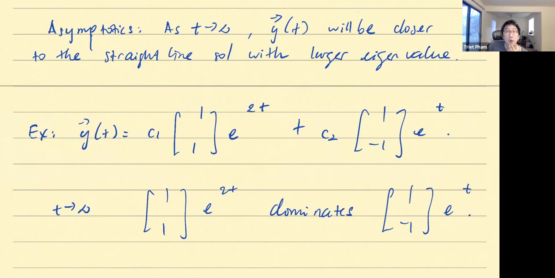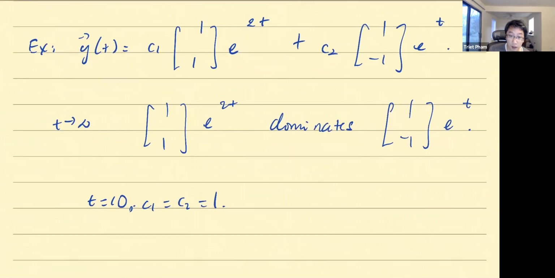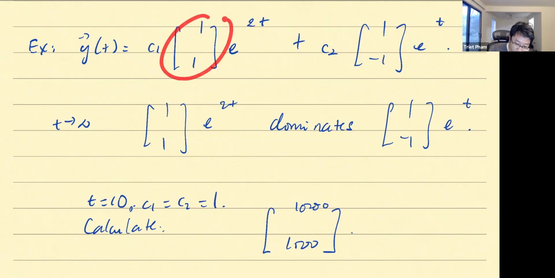How do we want to look at this if we want to make it more precise? What I mean by dominate is this. If you really have a calculator, you can try. Let's say t equals 10, and you plug in c1 equal to c2 equal to 1. You will see approximately a vector like 1,000 something and 1,000 something. So what that means is the first vector dominates. That's why for t large, and this is not that large, you'll see something in the direction of this.